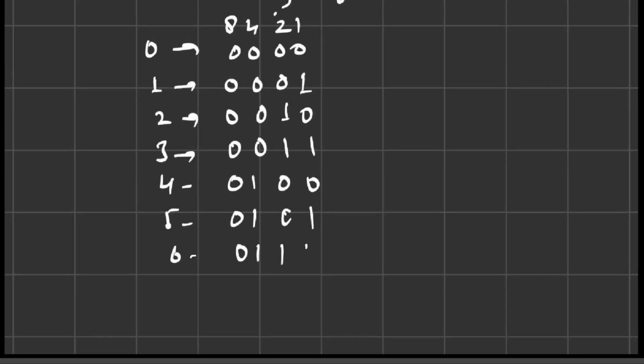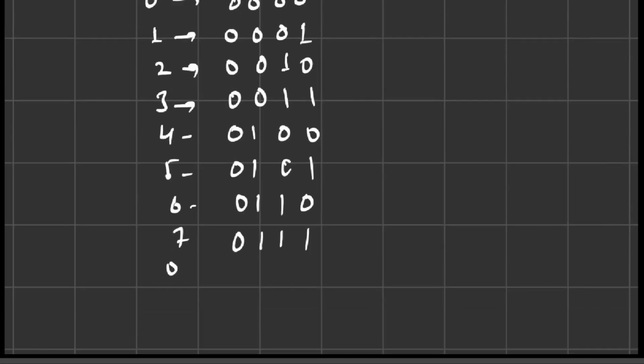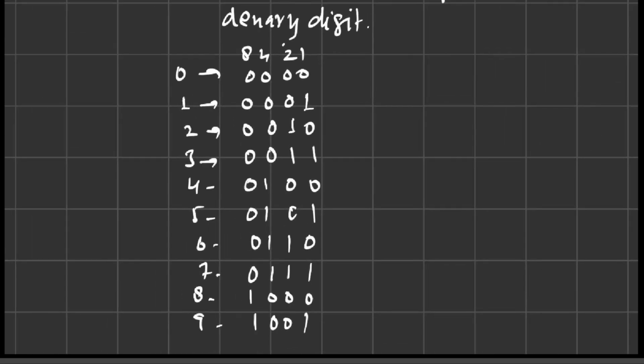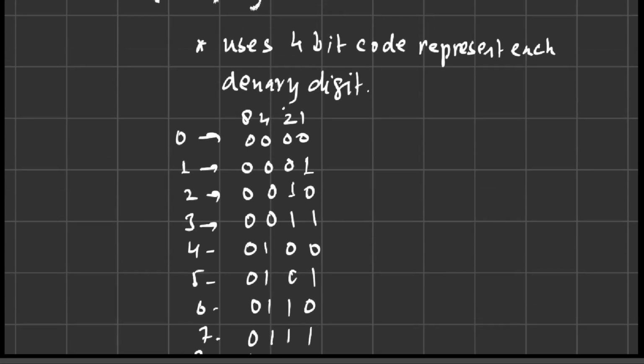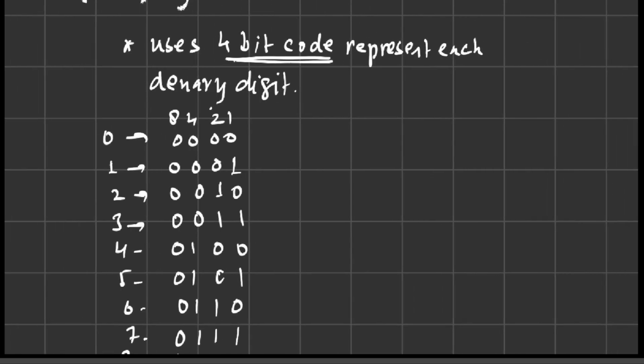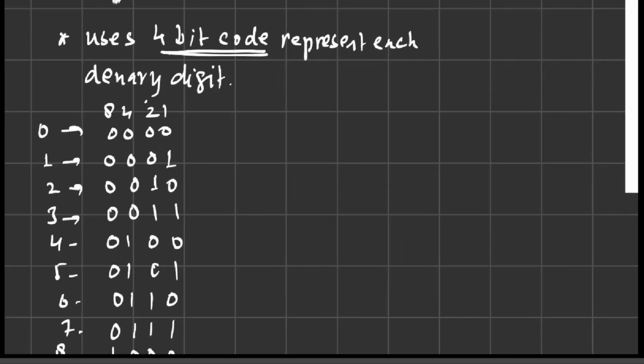6 is 0, 1, 1, 0. 7 is 0, 1, 1, 1. 8 is 1, 0, 0, 0. And 9 is 1, 0, 0, 1. So this is the representation of all the digits from 0 to 9 in the 4-bit code. So a number like 24 will be represented by writing 4 and 2 separately in 4 bits. So this is 0, 1, 0, 0 and this is 0, 0, 1, 0. So this is 24. All right.